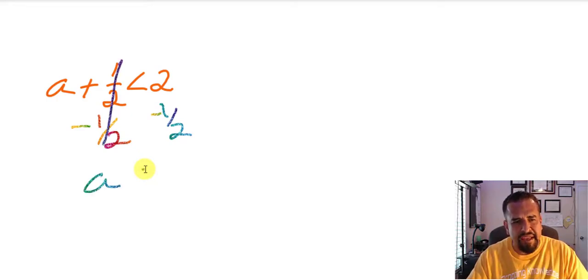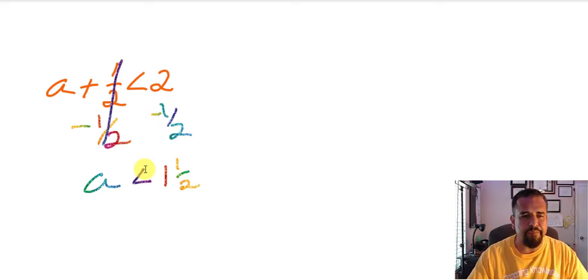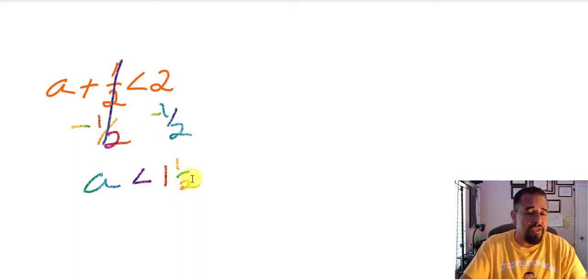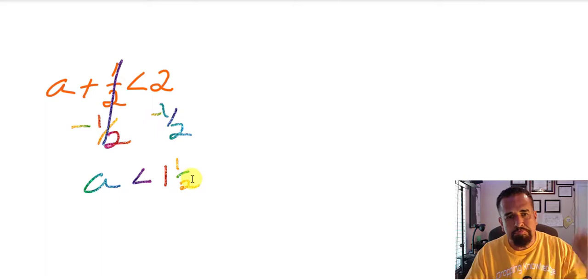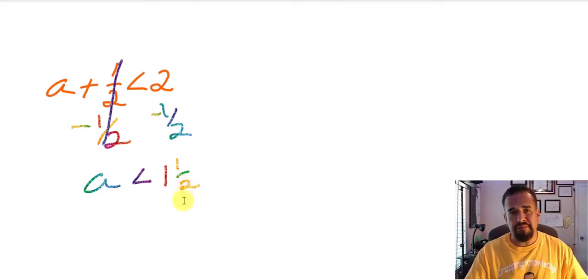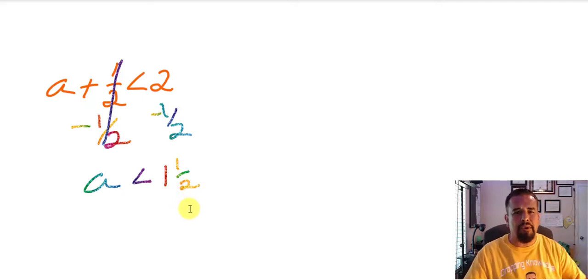Now we have a less than 1.5, or 1.5, or 3 over 2, however you want to write it, it's the same value. So our statement states that a has to be less than 1.5. It cannot equal 1.5. It has to be less than. So therefore, it could be 1.4, 1.3, 1.2, 1.1, 1, 0, negative numbers, all through infinity. All those are possible answers to this inequality.